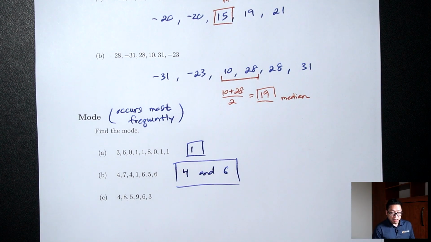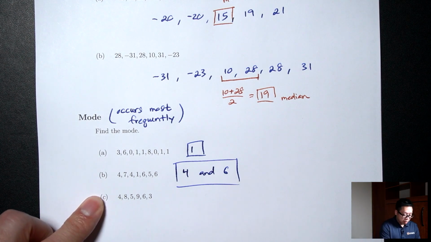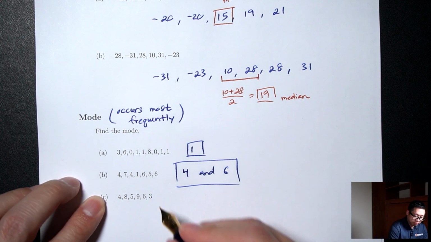But if everything is tied, like in the last example here, 4, 8, 5, 9, 6, 3, notice that everything only occurred once, so everything is tied with occurring once. So if everything is tied, there's no mode.